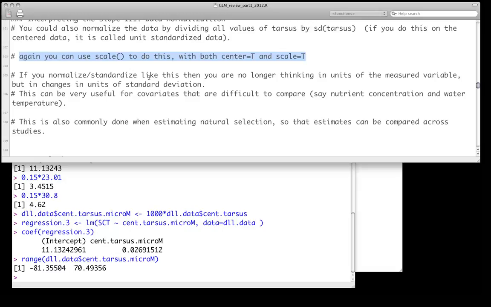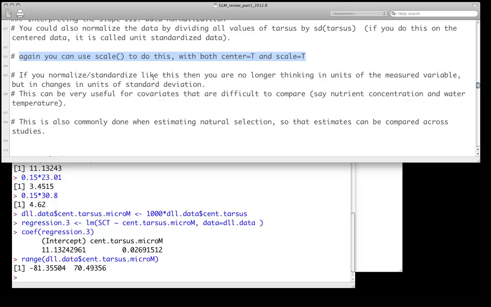So if we had lots of different predictor variables, and say some in units of concentration, some in units of length, and whatever, how do we compare those? And this allows us to put them all more or less on a standardized, unitless scale, and that's very convenient. And that's, in fact, exactly why it's done for phenotypic selection analysis. However, if you do this, you're no longer thinking in units of the measured variable, but in changes of the units and standard deviations. So a unit change is a standard deviation, is now your unit.